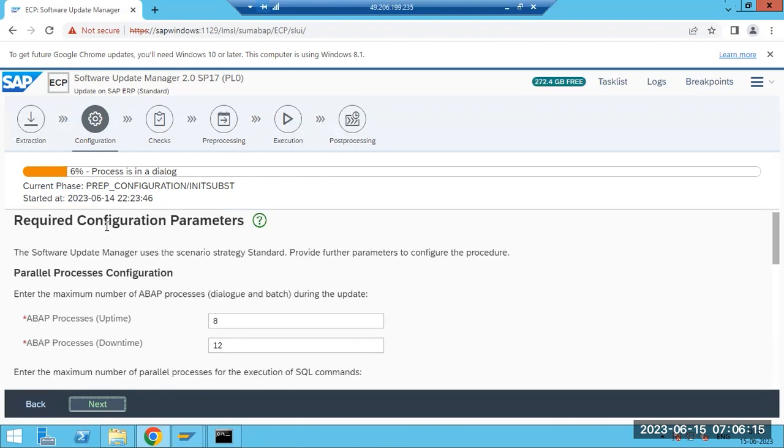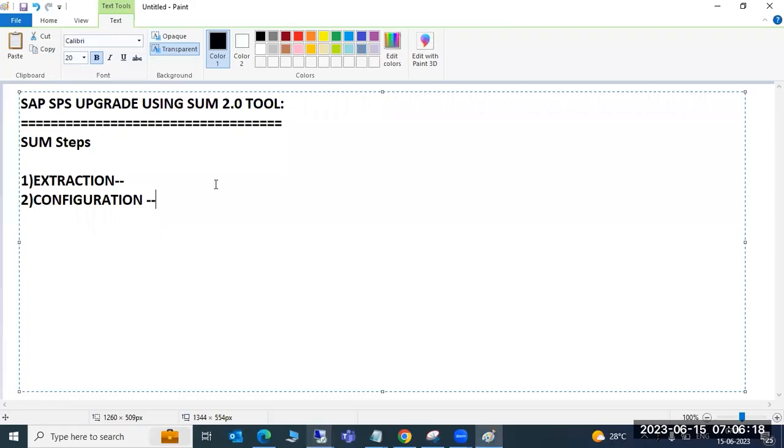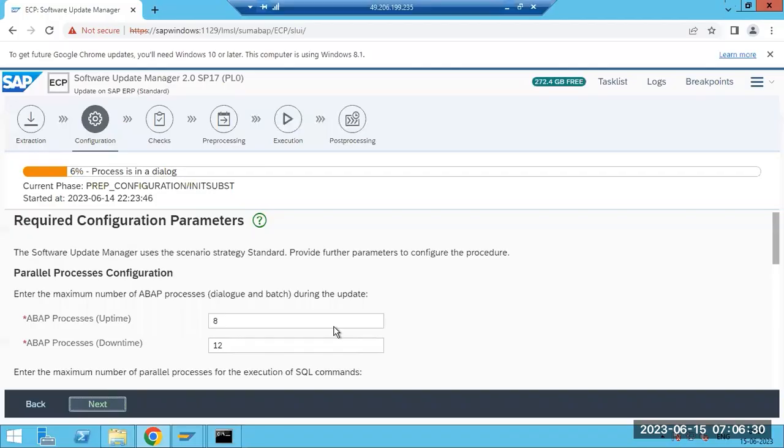Configuration means configuring the parameters. This is a very crucial and important step. You need to remember the input parameters here. In the configuration tab, you have to provide the number of processes: uptime how many, and downtime how many. During system uptime, how many processes, either dialog or background, should be used. That is the process configuration.